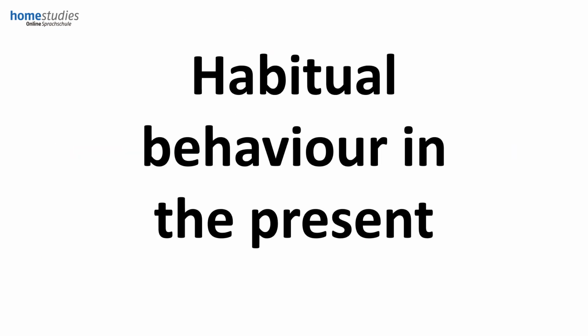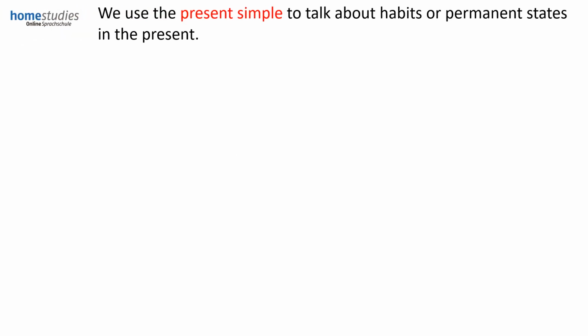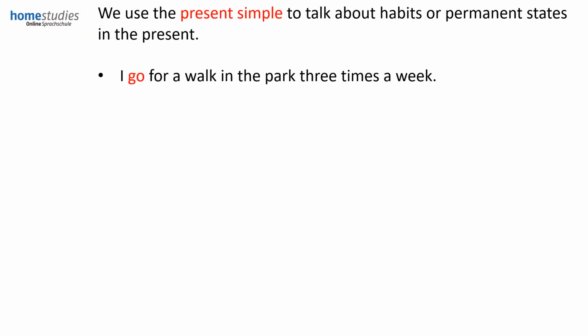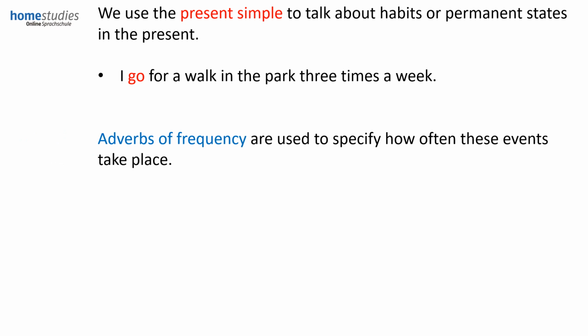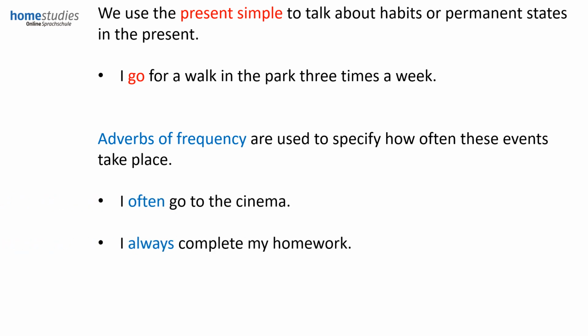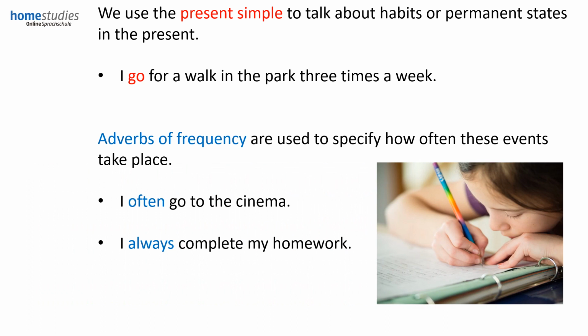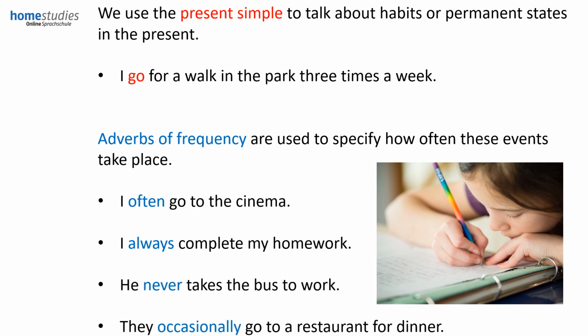Now let's look at habitual behaviour in the present. Now, we use the present simple to talk about habits or permanent states in the present. For example, I go for a walk in the park 3 times a week. Adverbs of frequency are used to specify how often these events take place. For example, I often go to the cinema. I always complete my homework. He never takes the bus to work. They occasionally go to a restaurant for dinner.